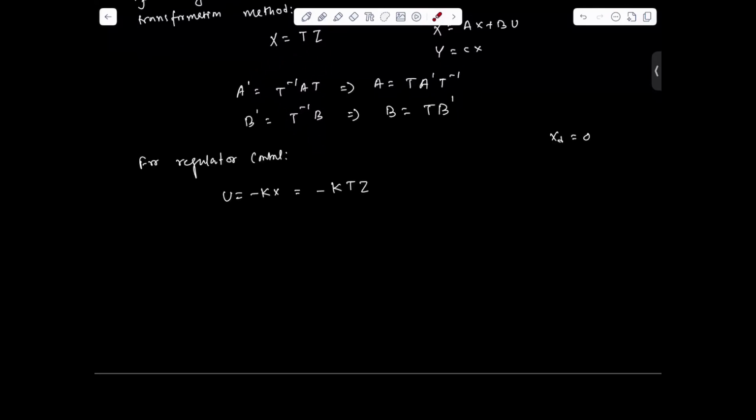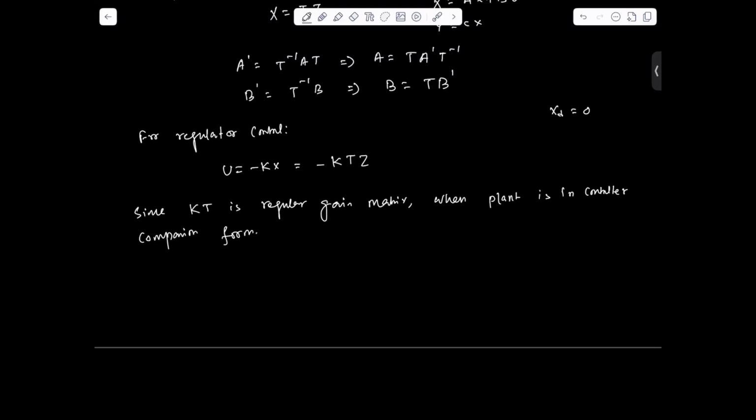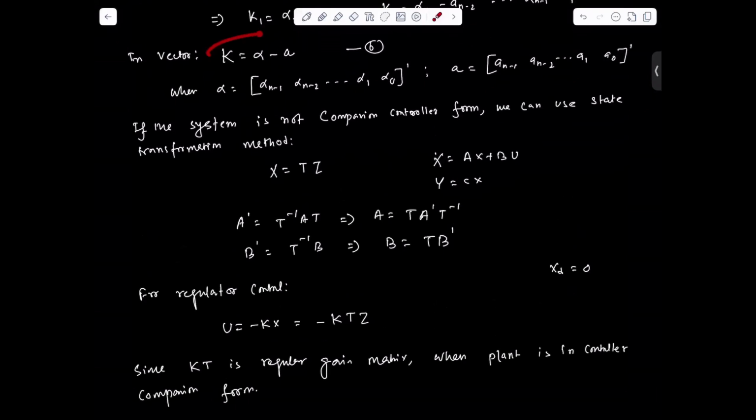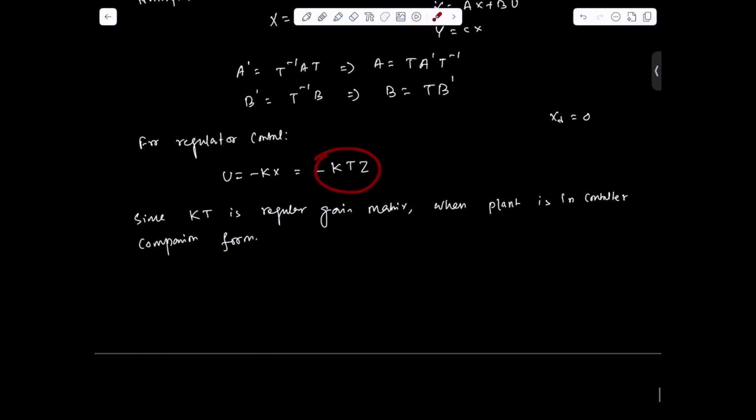Now, since kT is the regulator gain matrix when the plant is in controller companion form, if you compare what we have done here with what we have here, we can write the comparison.